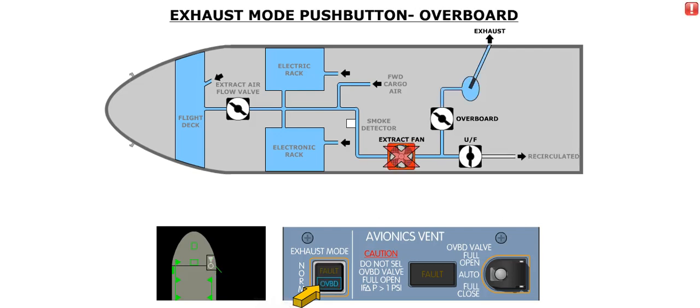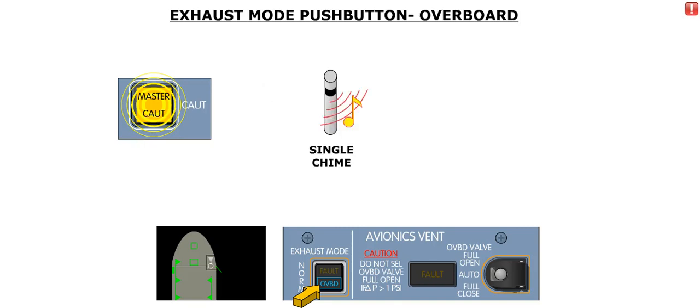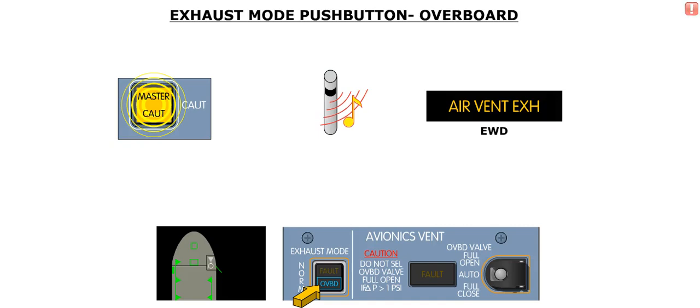Placing the exhaust mode push button to the released out position will turn off the extract fan. This mode would be used in the event the extract fan overheated, or was running at too low an RPM. In this mode, the cyan overboard caption will be illuminated in the push button. In addition, both master caution lights flash. A single chime sounds. An amber air ventilation exhaust message is displayed on the EWD. And a cyan exhaust overboard label is displayed on the MFD cabin page.